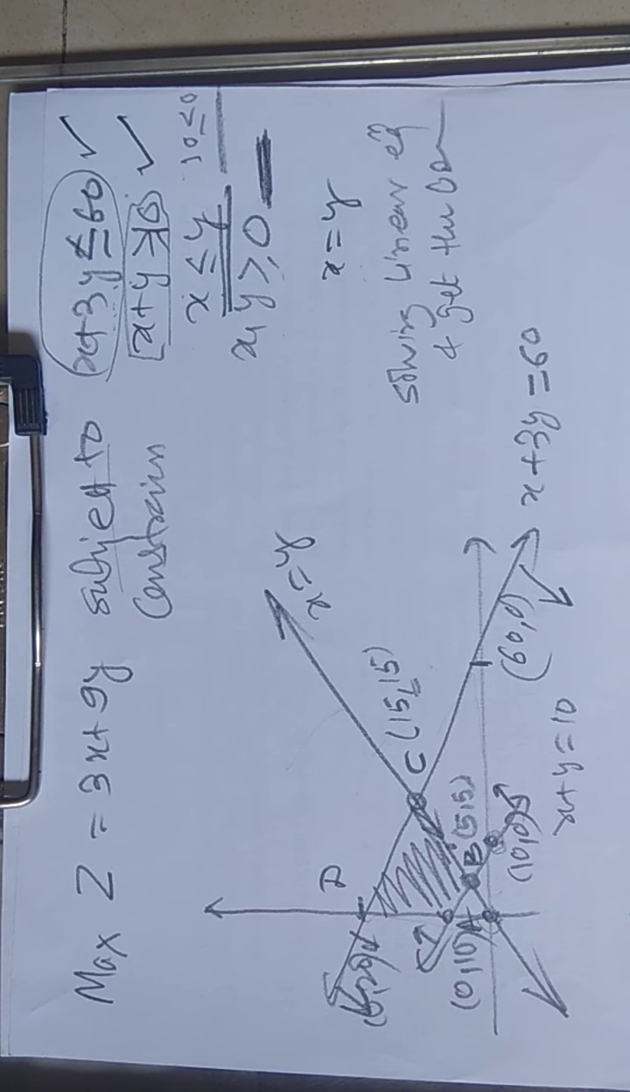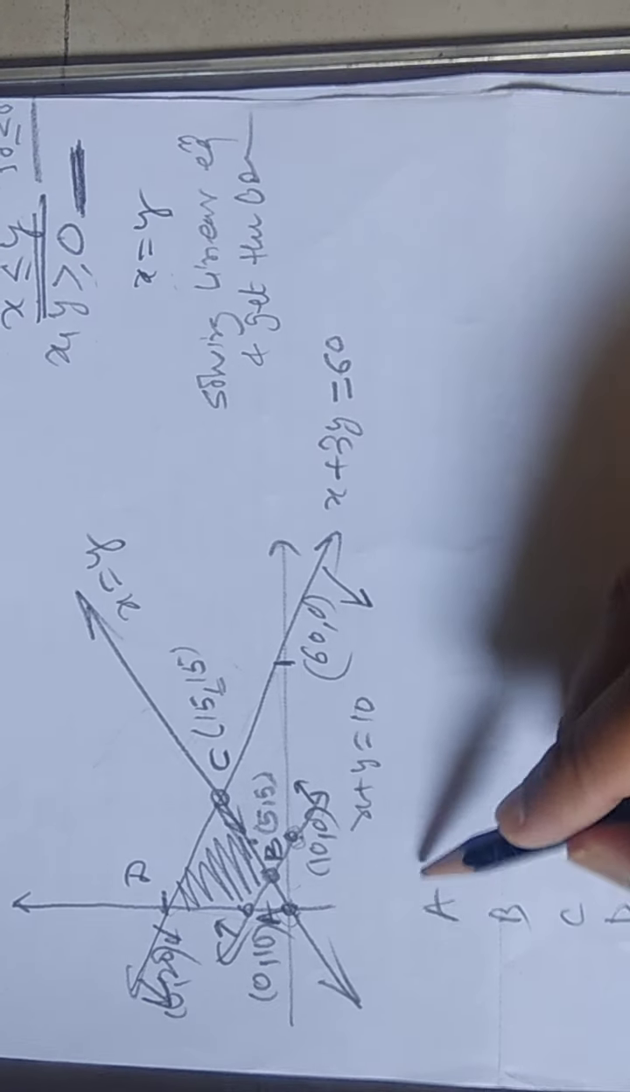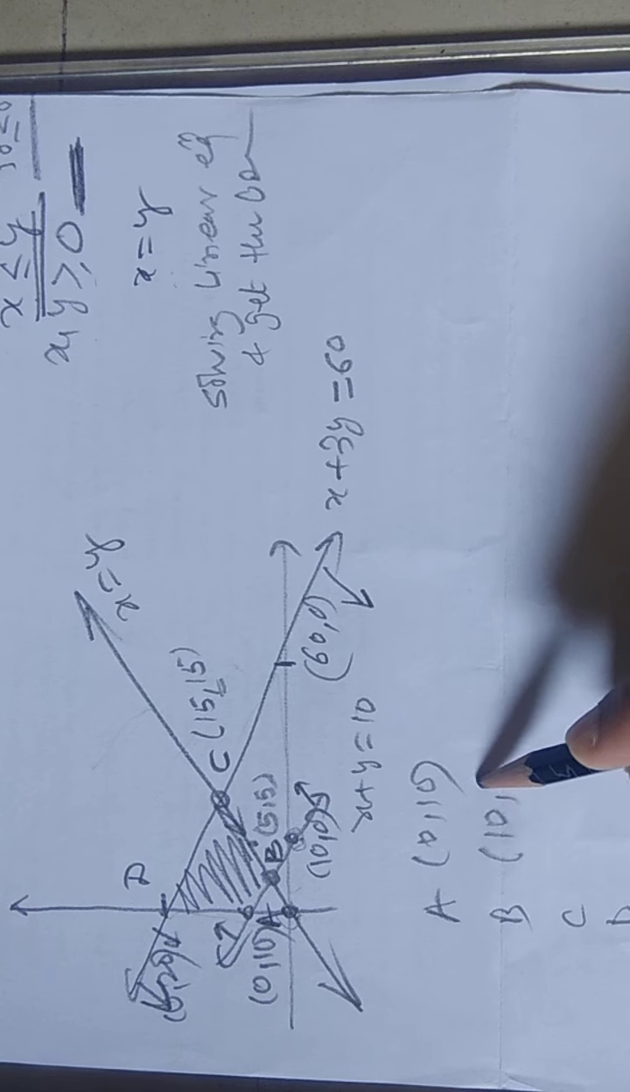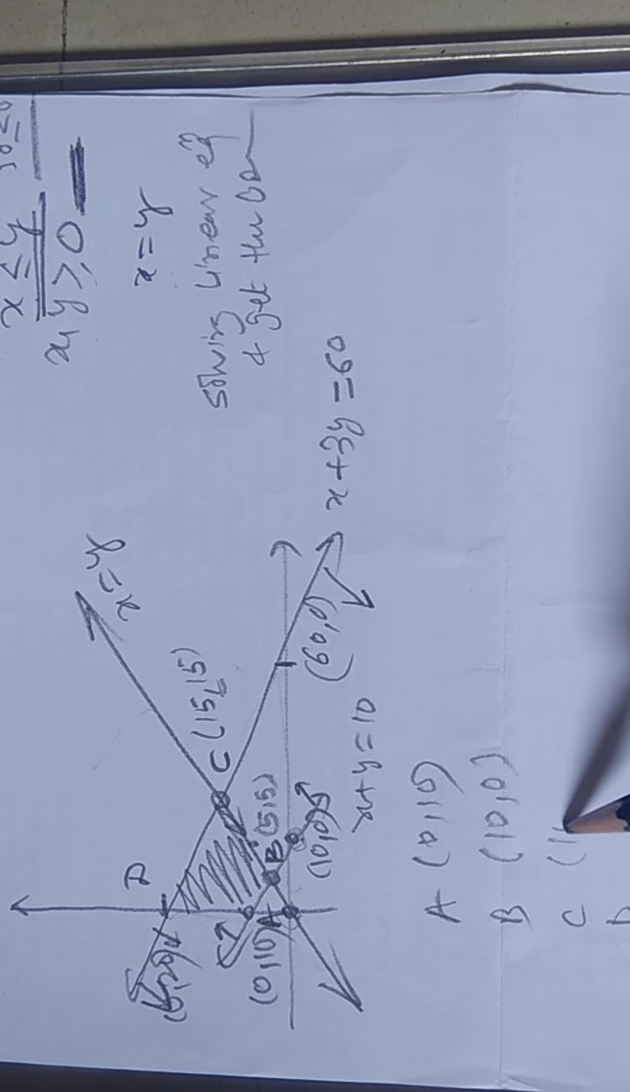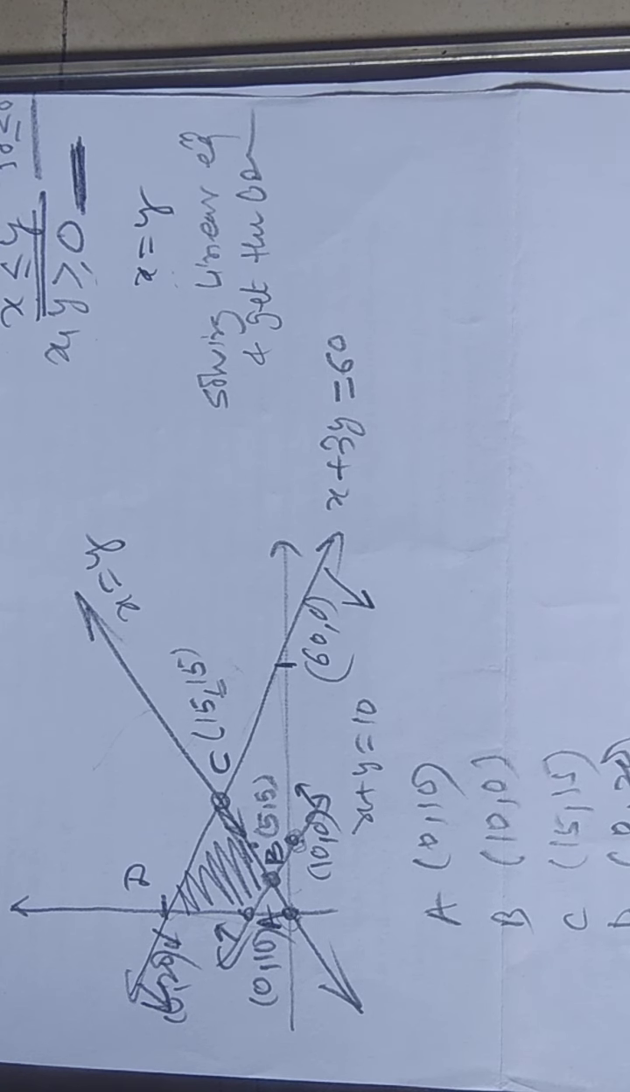What are the coordinates which are known to you now? A, B, C, D. What is A? A is nothing but 0, 10. What is B? B is nothing but 5, 5. What is C? C is nothing but 15, 15. What is D? D is nothing but 0, 20.